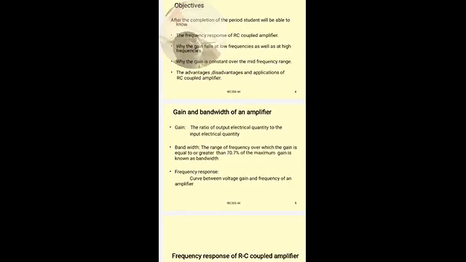So this is the frequency response curve. What we have seen just now is called the frequency response curve. It is the plot showing the variation of the gain with the frequency of the input signal.